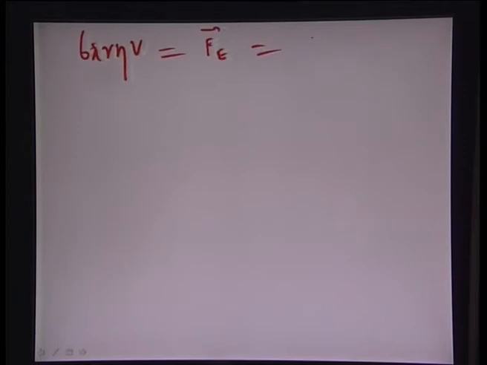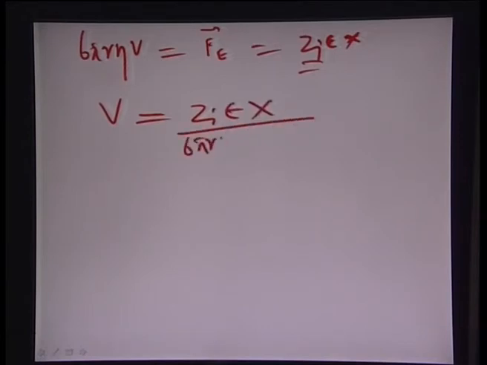So, 6 pi r neta v, the drag force, is also equal to the electric force which is Zi e X. X is the external electric field, e is the charge on one electron, and Zi is essentially the valency of the ion that we are considering in this particular example. So, v here, the velocity of the particle in the medium would be given by the term Zi e X by 6 pi r neta. Okay. So, this is just a plain case where the particle does not face any other restrictions from the counterionic cloud that it is in.